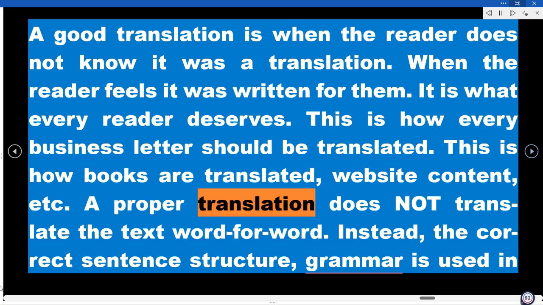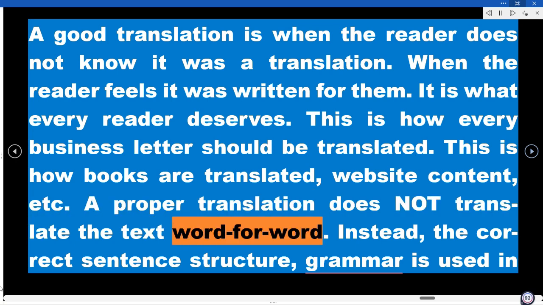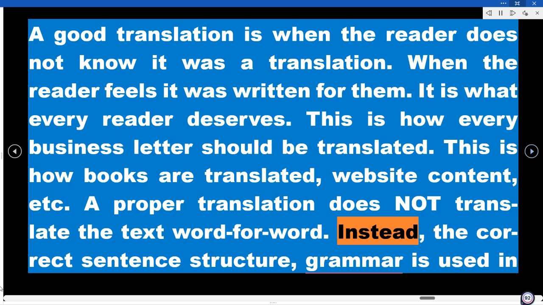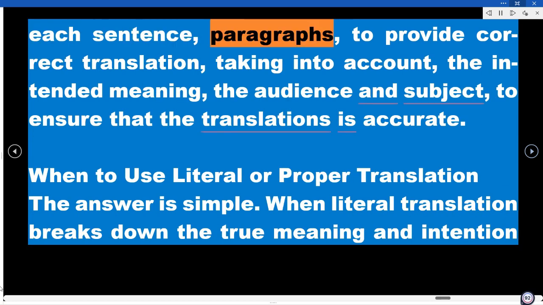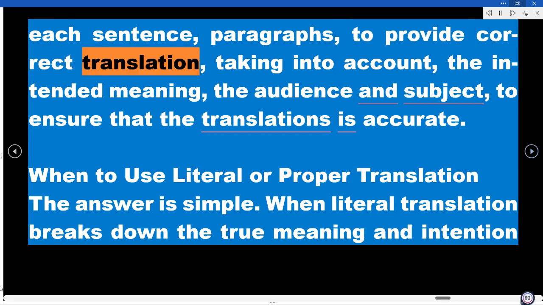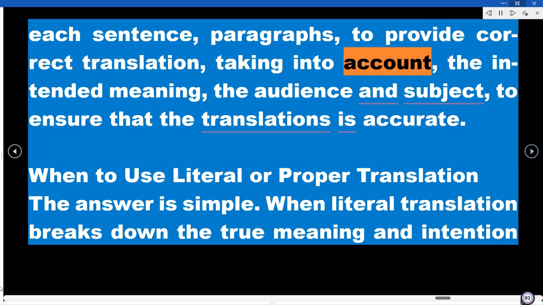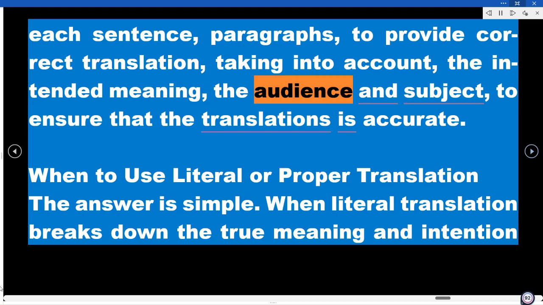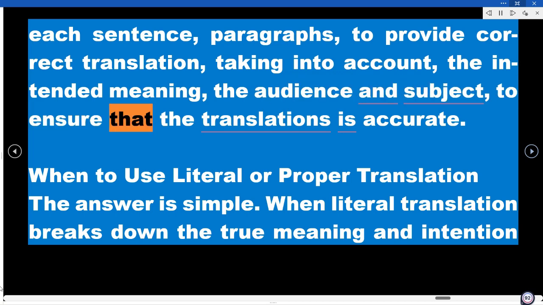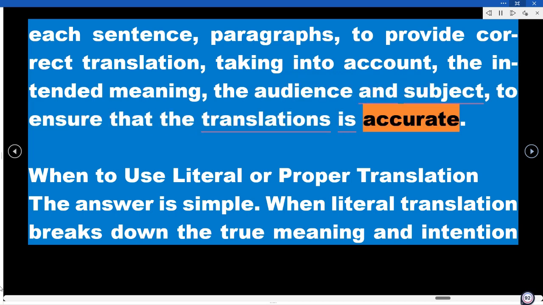A proper translation does not translate the text word for word. Instead, the correct sentence structure and grammar is used in each sentence and paragraph, to provide a correct translation, taking into account the intended meaning, the audience and subject, to ensure that the translation is accurate.